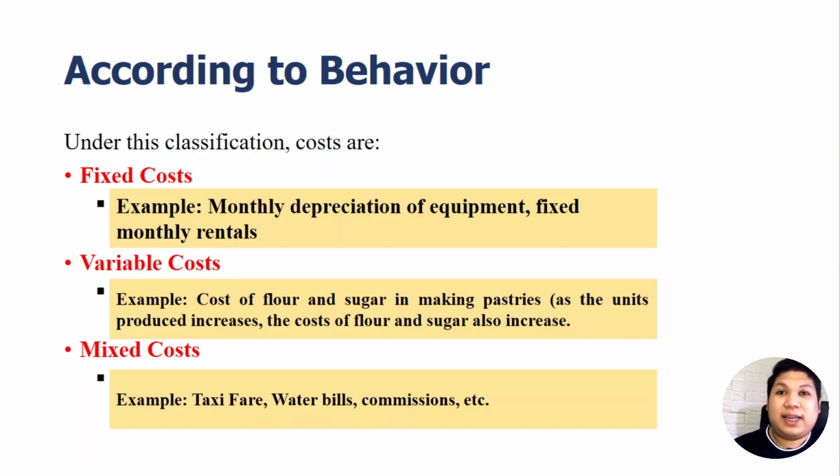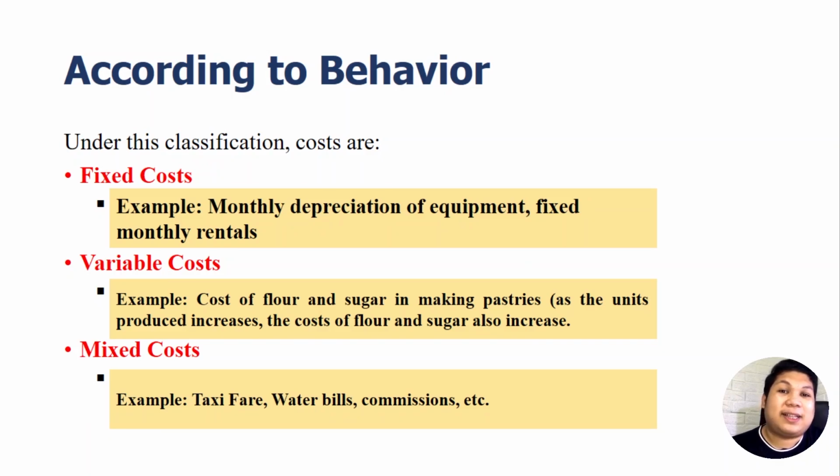Also, water bills. In some LGUs, in some districts, water has a minimum payment. So whether you consume this amount or not, you will pay this fixed amount. As you consume more, there will be additional charges, and that is variable depending on the consumption for a particular month or period. And also commissions. Some commissions are variable, some are fixed, but some commission arrangements are mixed.